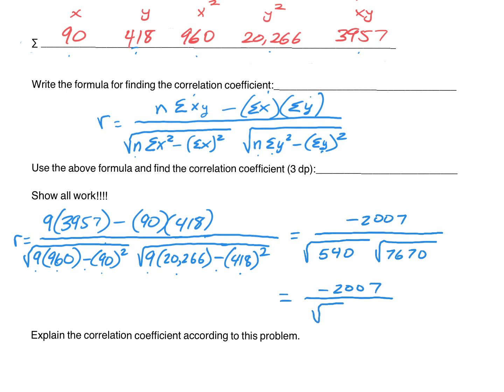I don't want to ever work with rounded answers, so I'm going to ask you, whenever you take a radical times a radical, you get a radical. You're going to have a whole number, 540, and a whole number, 7670. You're going to multiply those two numbers together. You're going to get a big old number. The big old number is 41,800.